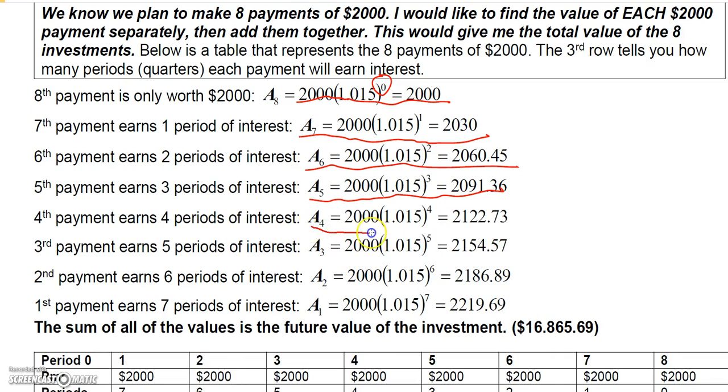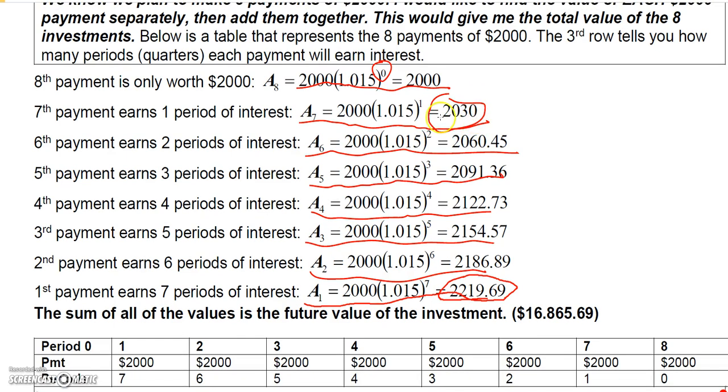And you can kind of see where this is going. Each one of these is going to go through more and more compounding periods, so therefore they're going to actually earn more and more money. So notice your first payment, the one you made at the very beginning, is going to earn over $200 in interest, but notice your next to the last payment only earned $30 in interest because it only went through 1 compounding period.